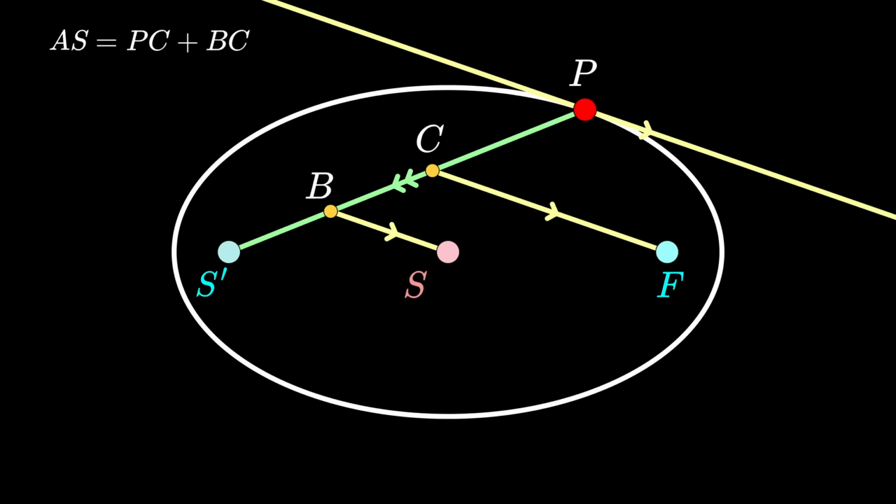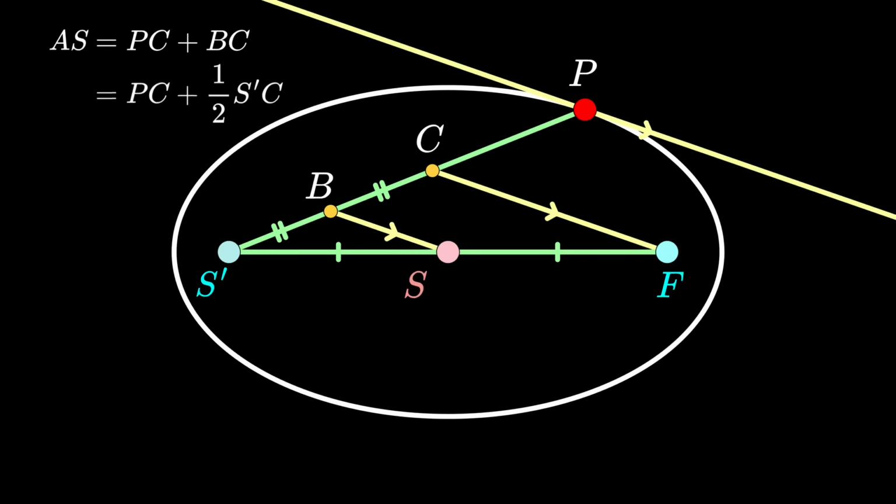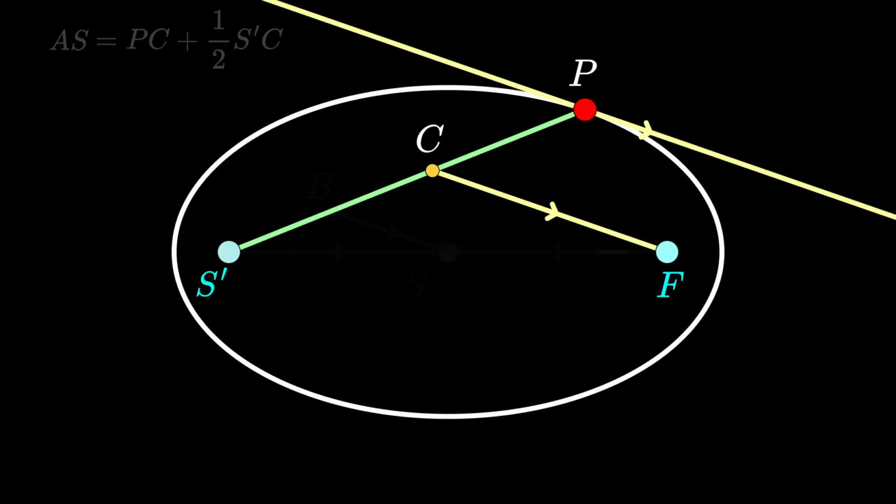Since we know that S is in the middle of the two foci, this means that B is also in the middle of S' and C, so that we can write this length BC as half the length of S'C. With that, we are done with this old center S and the point B.